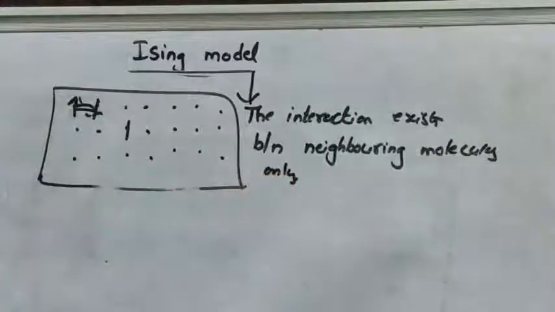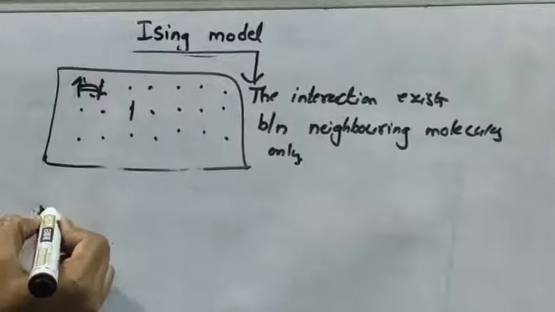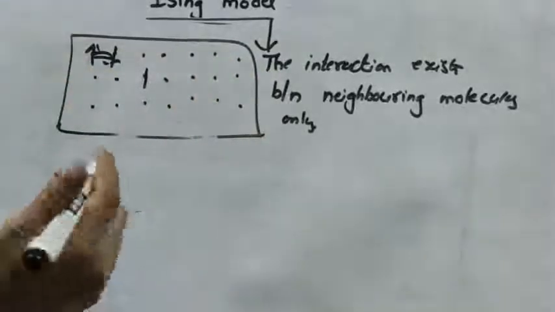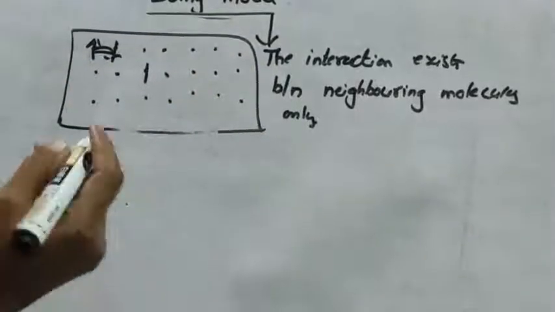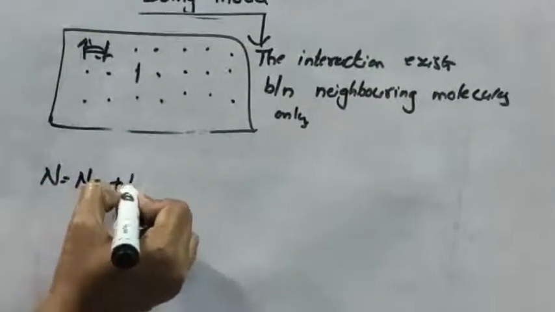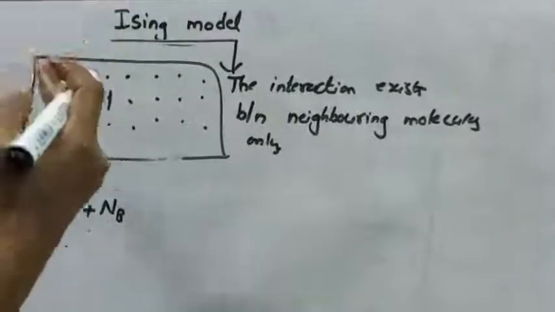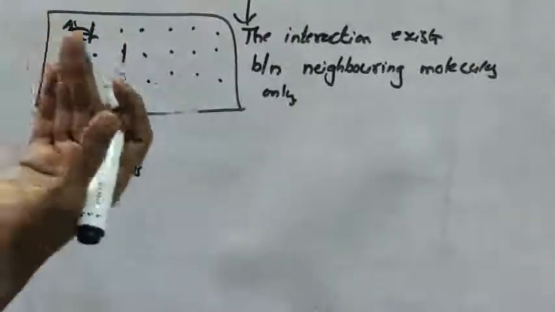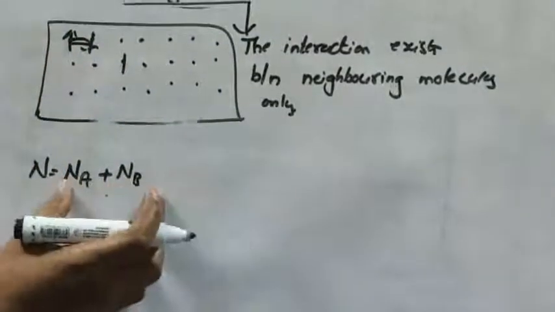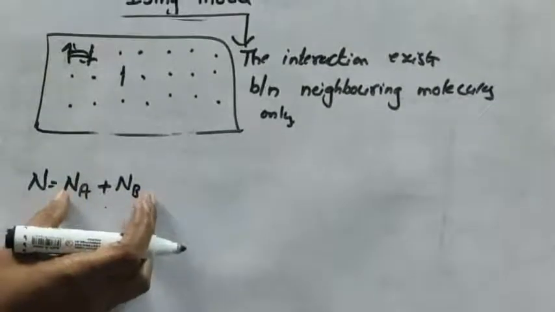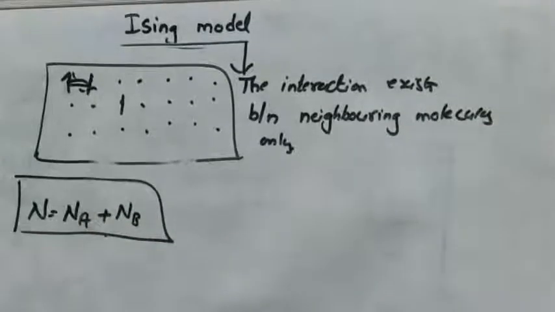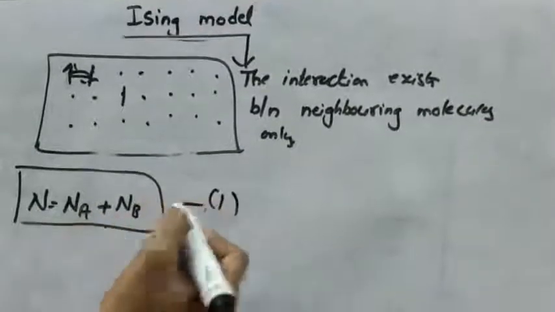Now let capital N represent the number of molecules present in the considered substance. So N is equal to Na plus Nb, as we are having two types of molecules. Some of the molecules are exhibiting the upside spin, and some are exhibiting the downside spin. If you sum up these two types of molecules, you get the total number of molecules present in the substance. Consider this as equation number 1.